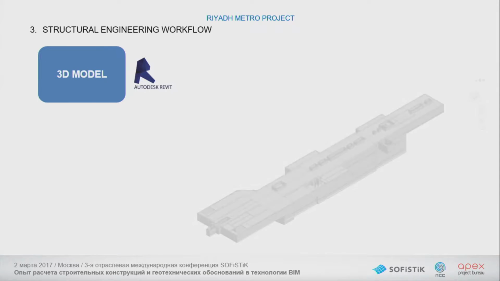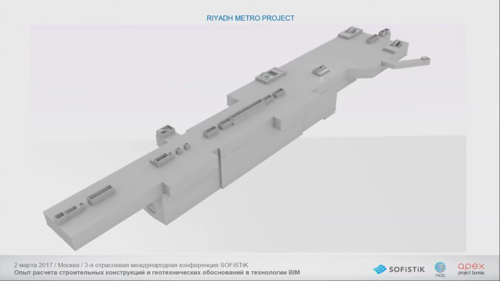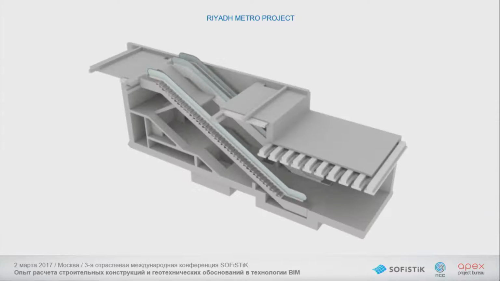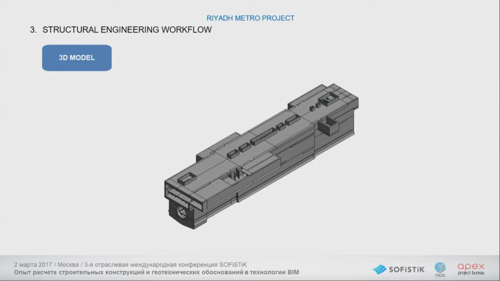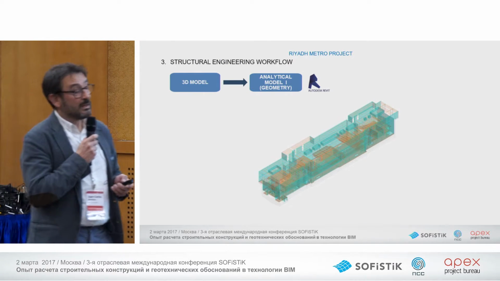The 3D model begins with a Revit model. These are the images of the Revit, in one of the examples of the stations, and this is the interior of the station. This is the Revit model. After, we have an analytical model with the Revit. This is the analytical model.